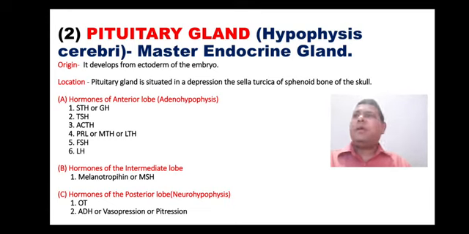Location: the pituitary gland is located just below the hypothalamus. It is situated in a depression of the sella turcica of the sphenoid bone of the skull. The pituitary gland is the smallest endocrine gland. It is about 1.3 cm in diameter and weighs about half a gram. Hormones of the pituitary gland. A. Hormones of the anterior lobe, adenohypophysis.